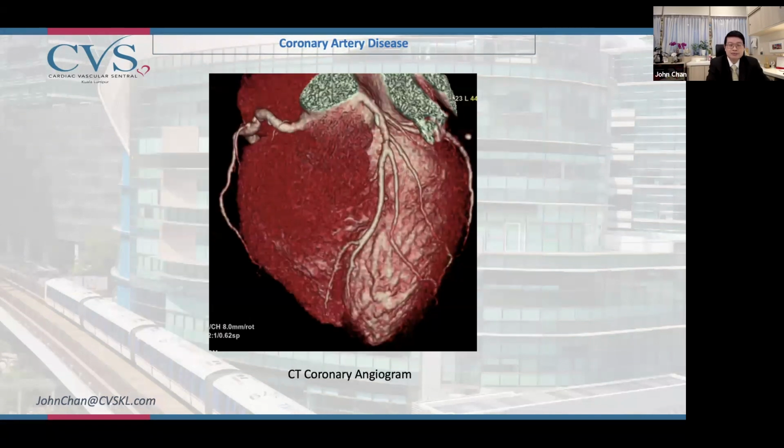If we find this sort of abnormality, then we can go on to a coronary CT scan. This is an example of that. To do this test, it is essentially a CT scan, but the difference is we inject some dye into a vein. And after that, images of the heart are taken. This gives very detailed information about the coronary arteries supplying the heart. And from this, we can tell whether there are any narrowings or blockages in the blood vessels supplying the heart.